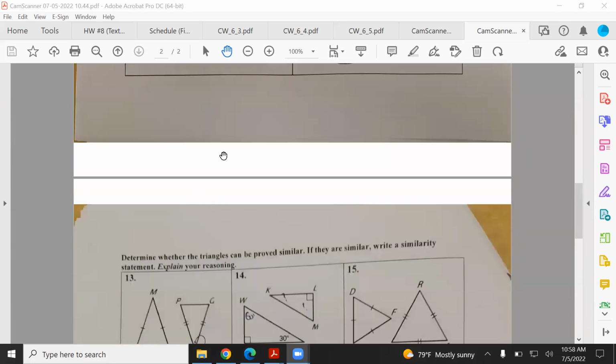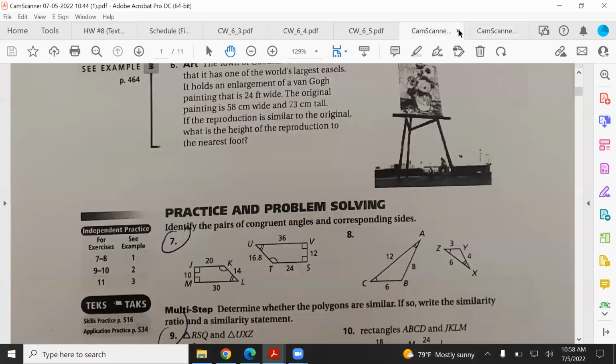Okay, let's keep moving. Okay, now finally, let's do 6, 5.